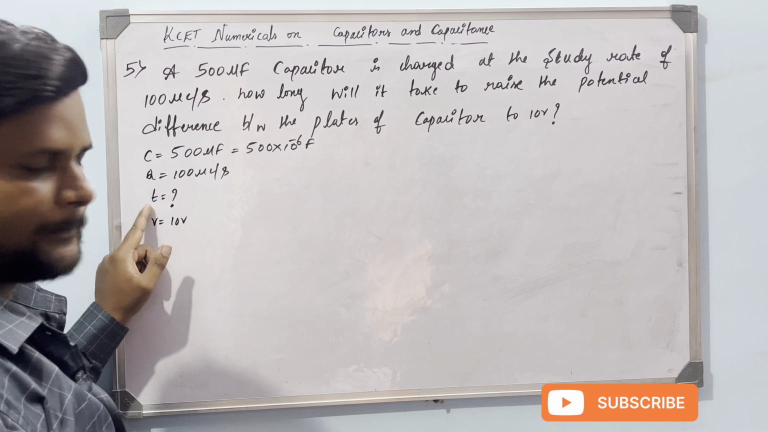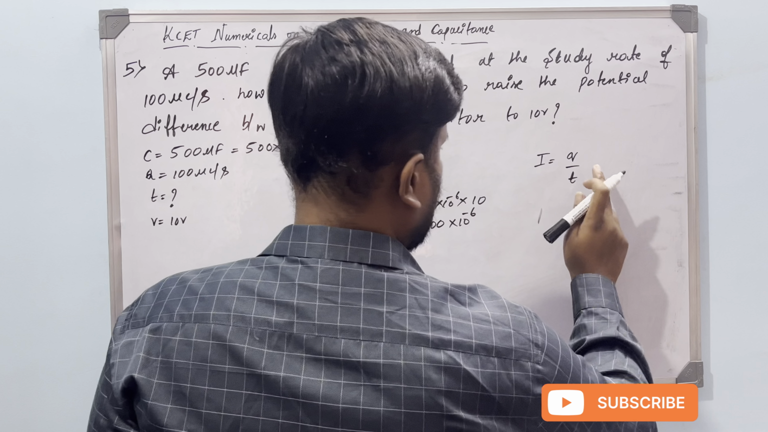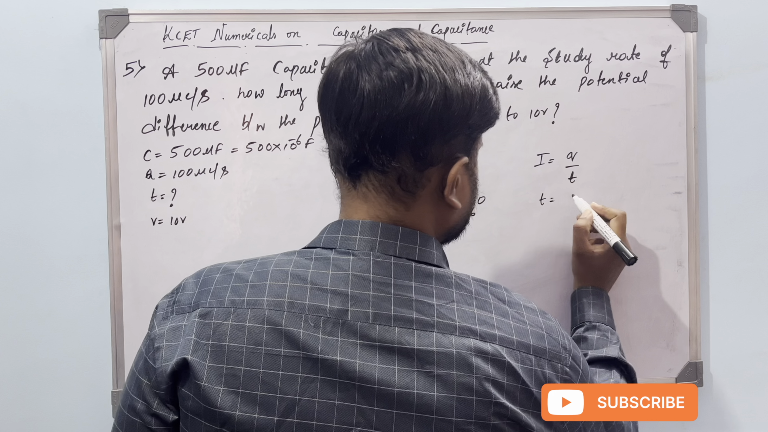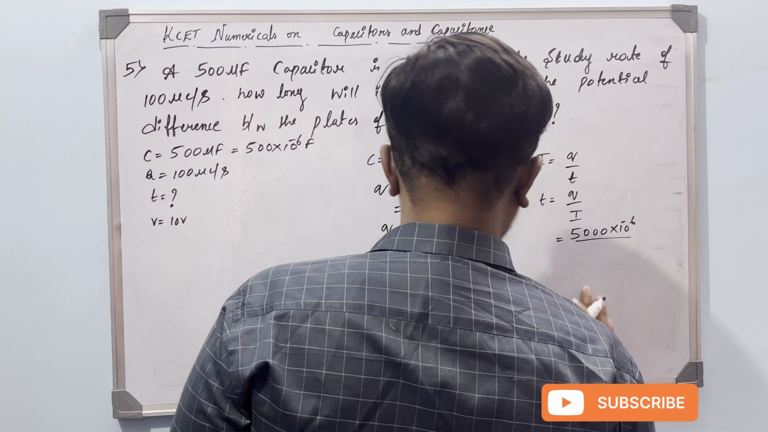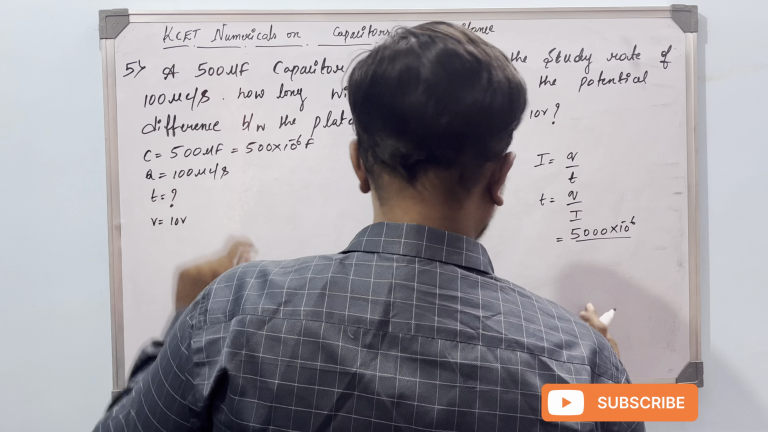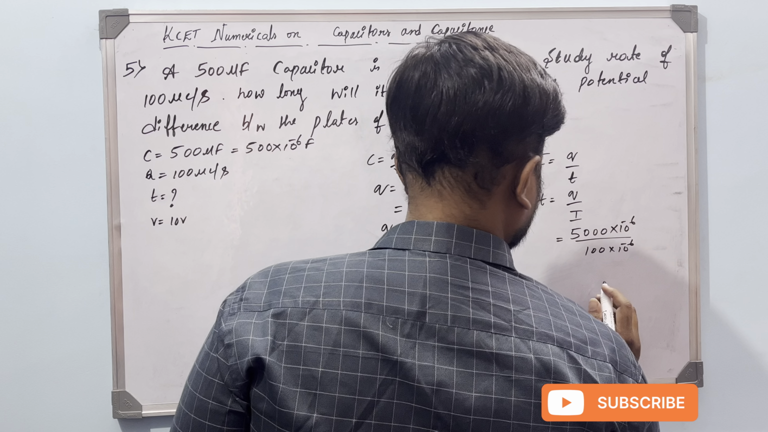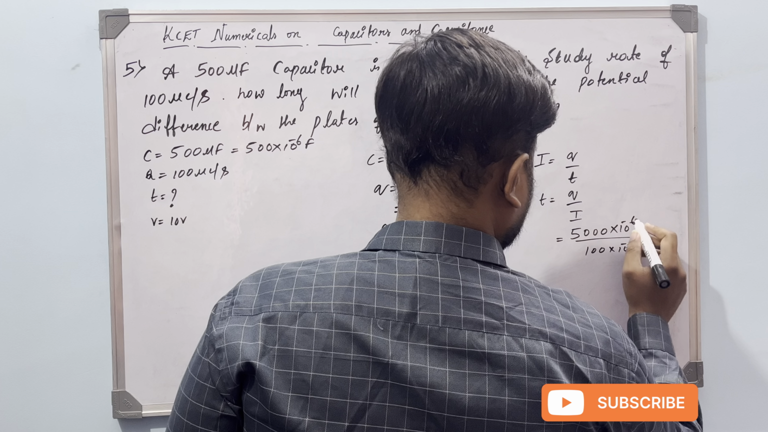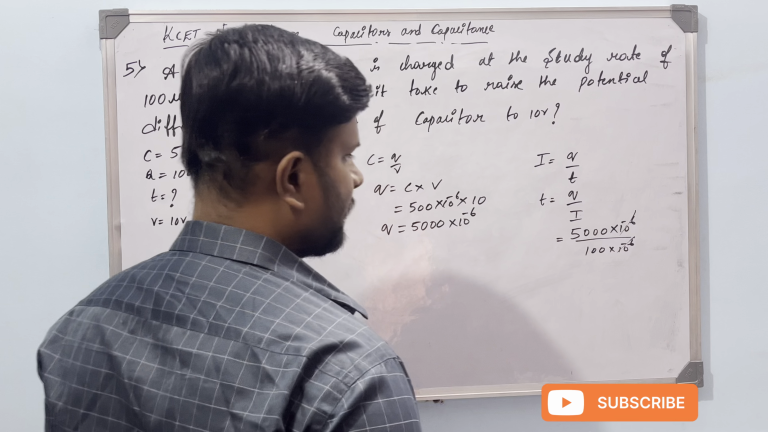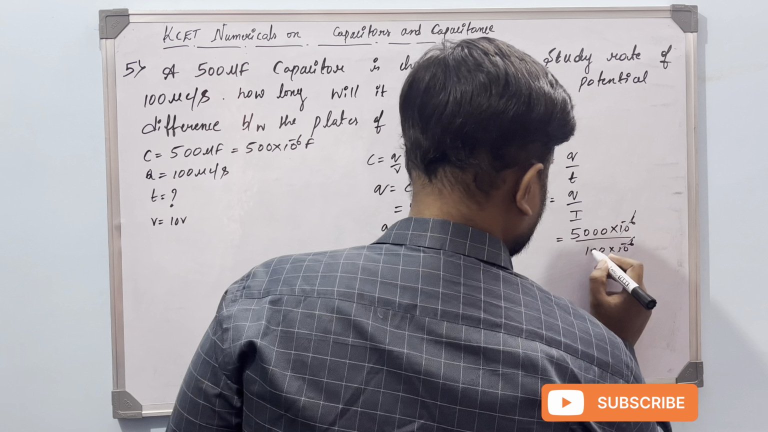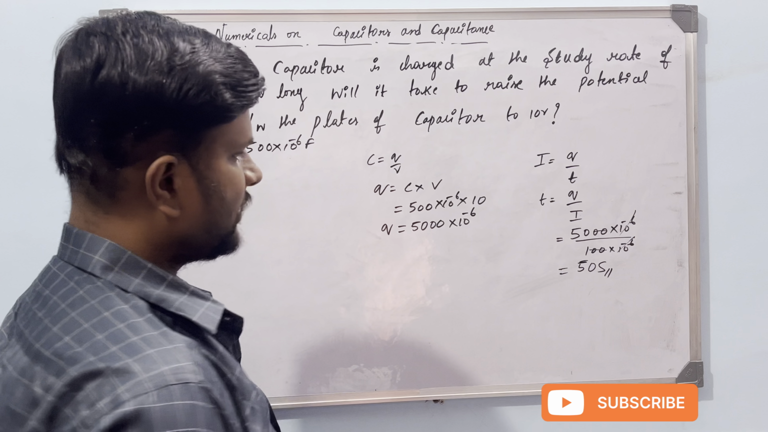Now substitute here. I want T, so T becomes Q divided by I. The Q value we got is 5000 into 10 power minus 6, divided by I. I in terms of charge is 100 microcoulomb per second, that is 10 power minus 6 coulomb per second. If it goes to the numerator, plus 6 and minus 6 cancel, so we are left with 50. So the answer is 50 seconds.